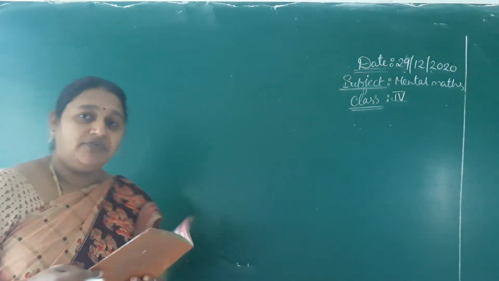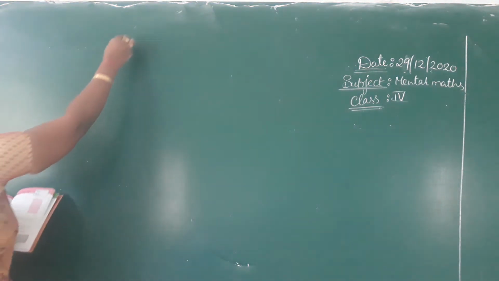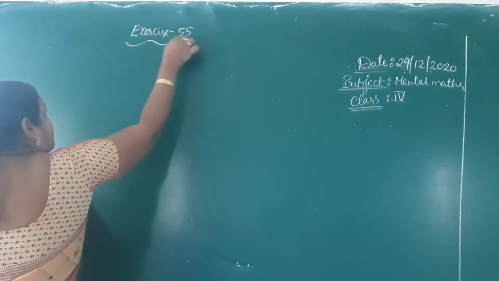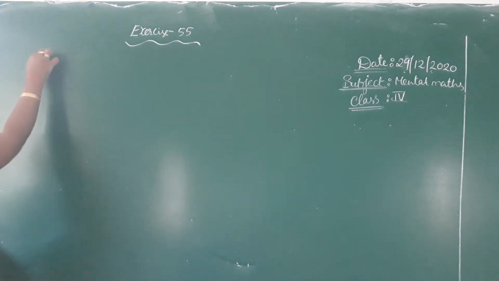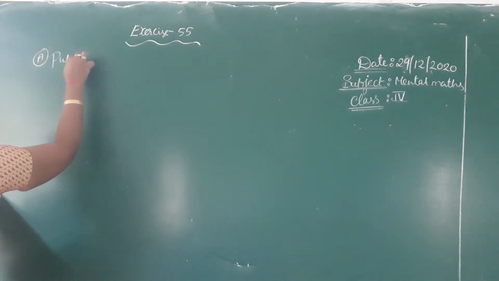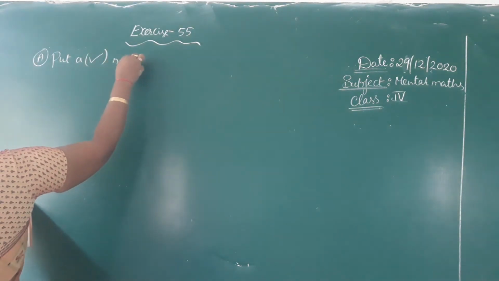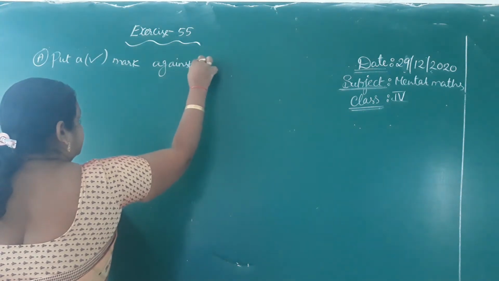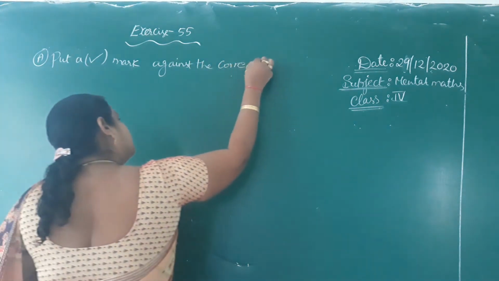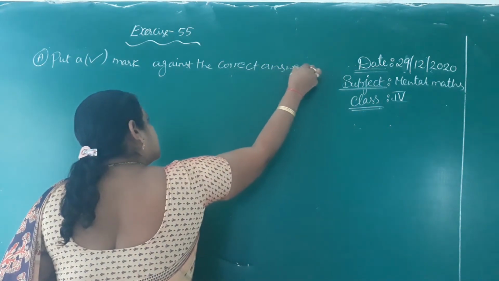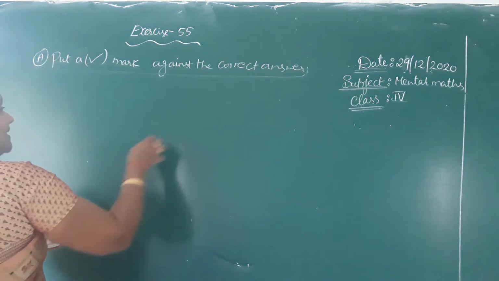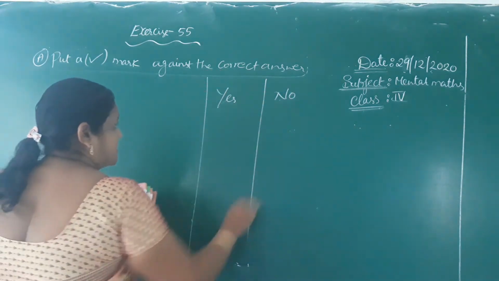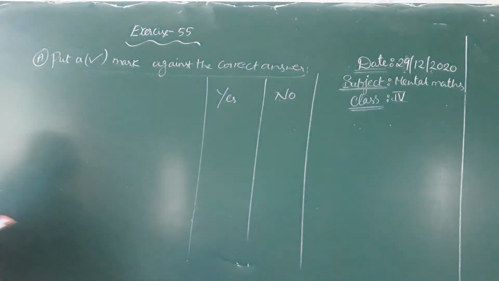Okay, see exercise 55, children. Exercise 55. See the first one. Put a tick mark against the correct answer. Here they have given some statements for us and they are asking us to write yes or no for those statements. Okay, see the questions. First one I will tell you.